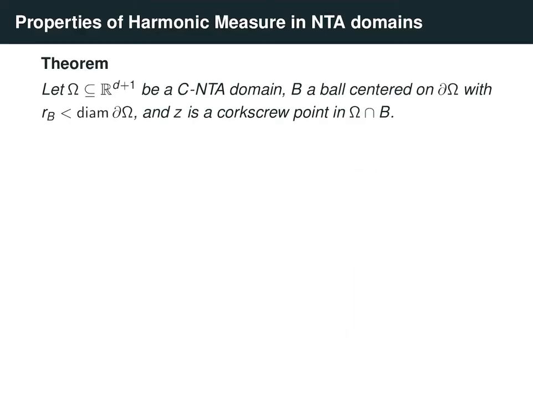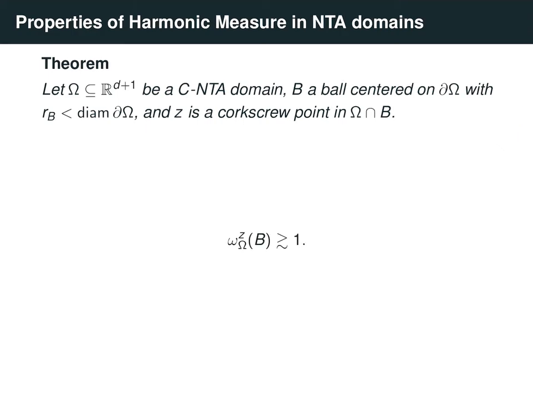Now, the reason why NTA domains are so important is because the geometric properties imposed on them by the definition imply very nice properties for the harmonic measure. In this theorem, we'll go over some of the properties that harmonic measure satisfies in these domains without giving their proof. Let's suppose that we have an NTA domain omega with some constant c, a ball B centered on the boundary, and a corkscrew point Z, a point inside the ball B that stays far away from the boundary of omega.